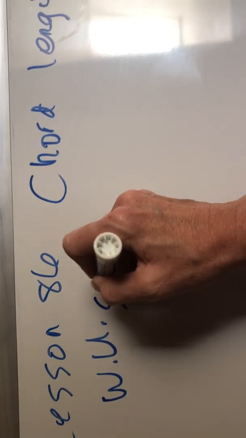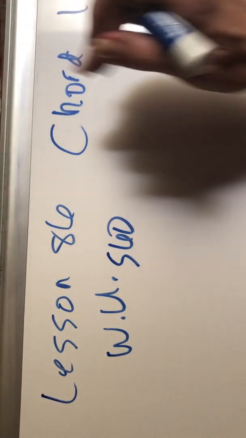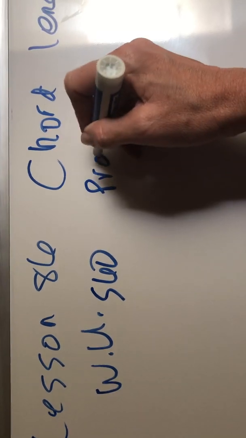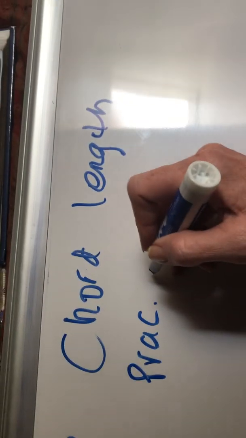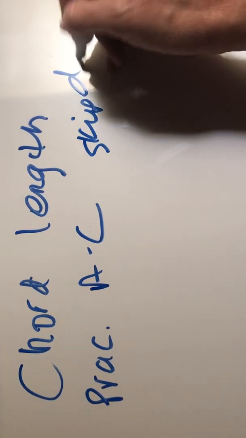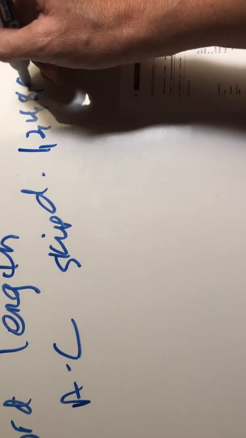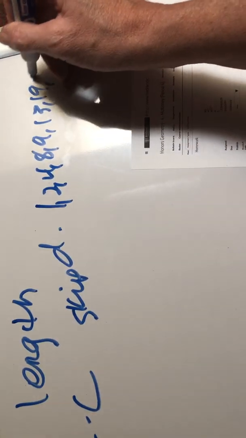So let me go ahead and write the assignment down. It's the warm-up on page 560. And then, let's see. Then we're going to do the practice. We're just doing A through C. So we're not going to do D. So skip D. And then you're doing 1, 2, 4, 8, 9, 13, 19, and 20.